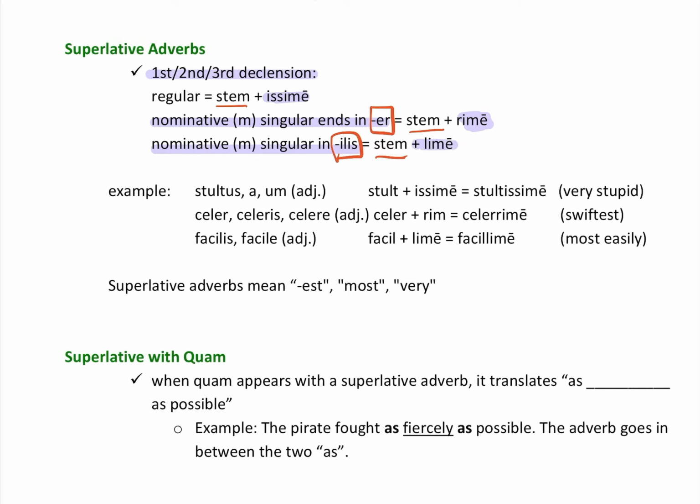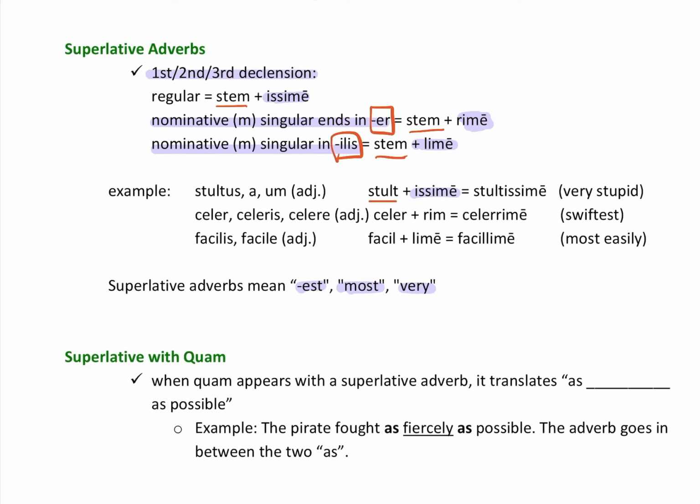So let's take a look. All right, stoltus: stolt is our stem. Everything's normal about that. So we are going to add issime, stoltissime, and it means very stupid. So we could say stupidest, we could say most stupid, or we could say very stupid, depending on which one makes the most English sense.